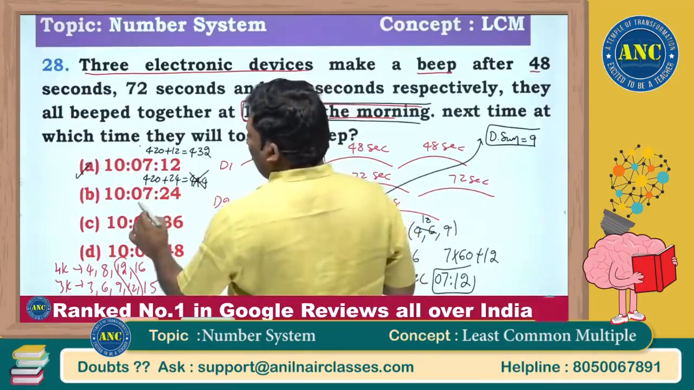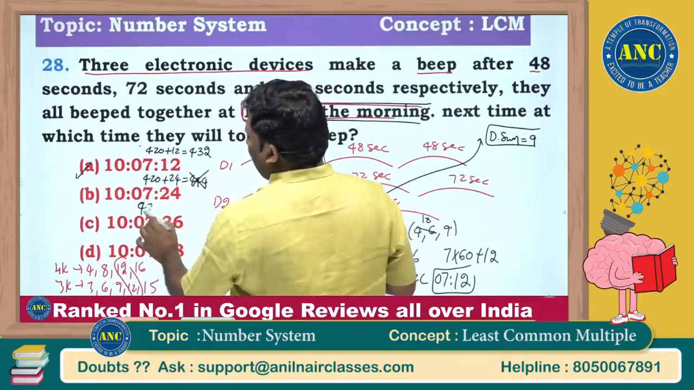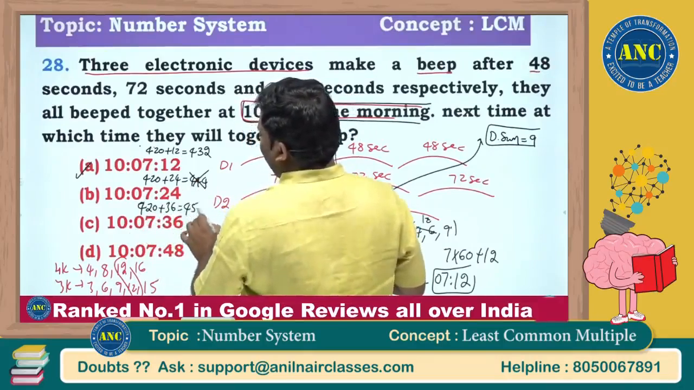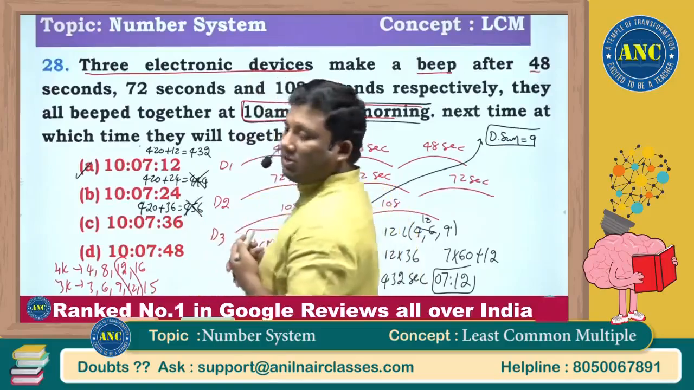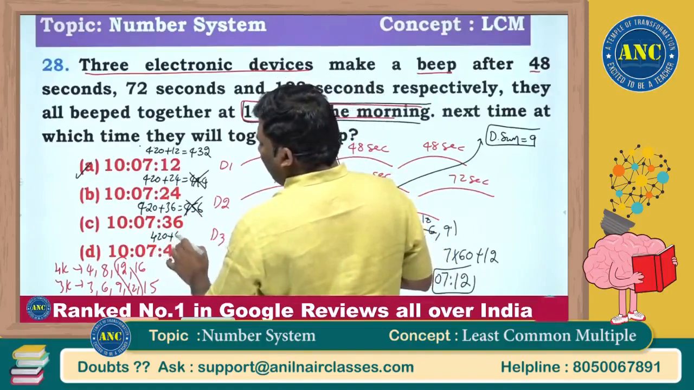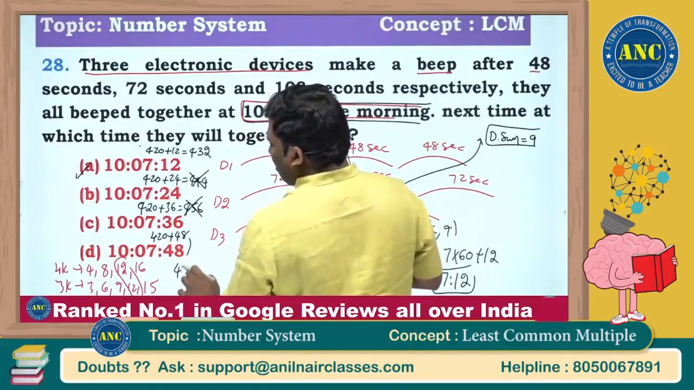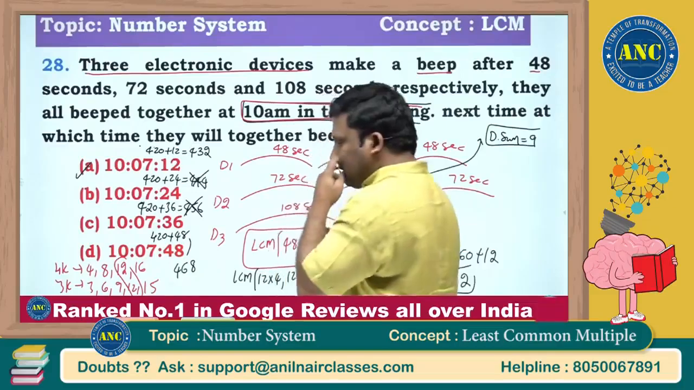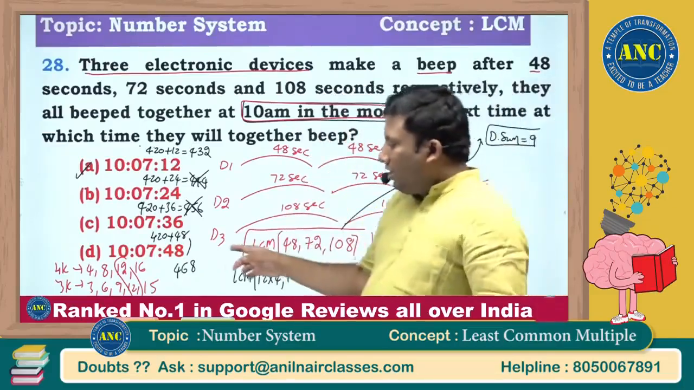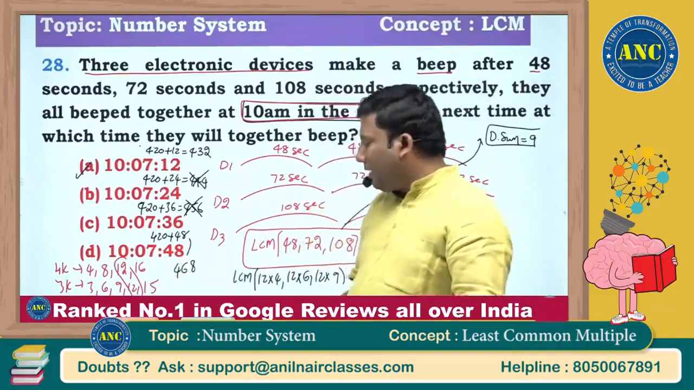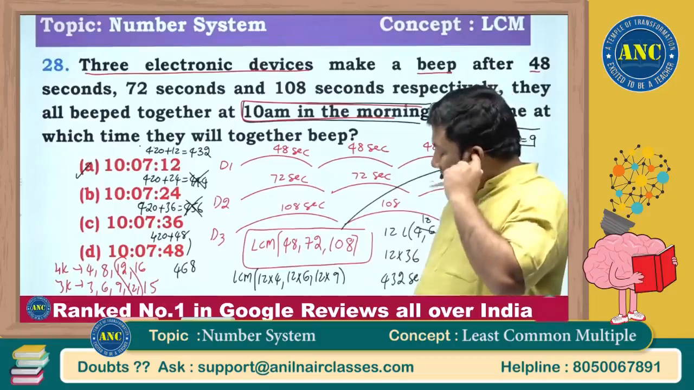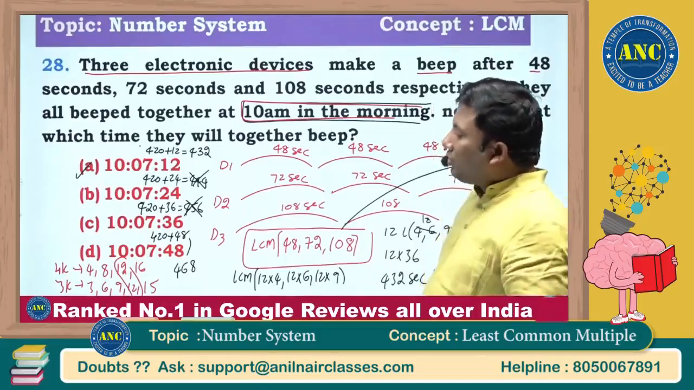Are you all with me? You don't need to calculate. 7 into 60, 420 plus 36, 456. Digital sum is not 9. 7 into 60, 420 plus 48, it is 468. Now see here. 468: 4 plus 6 is 10, 10 plus 8 is 18. So both answer options.